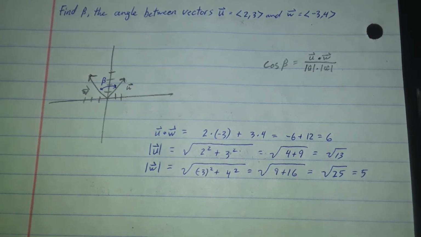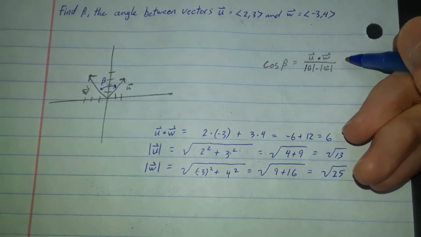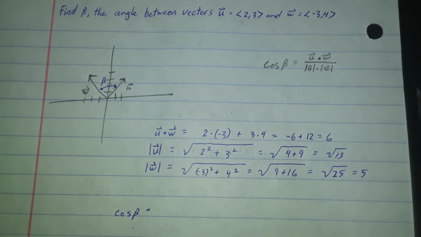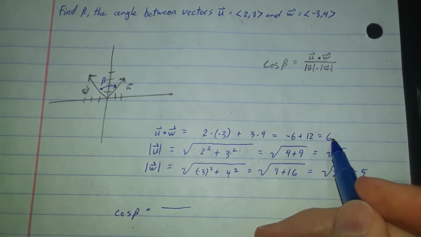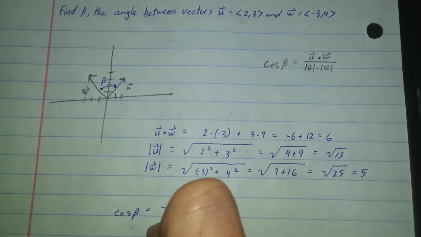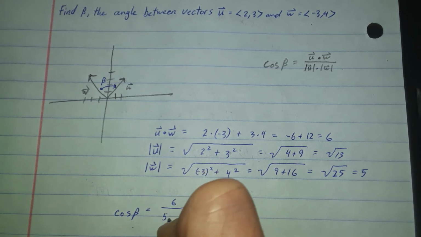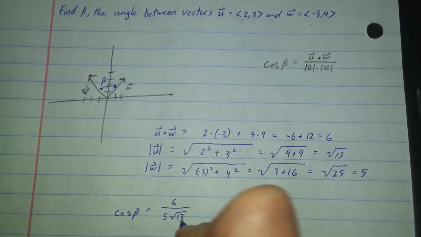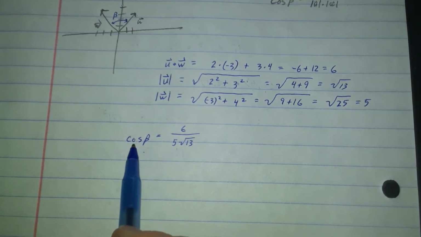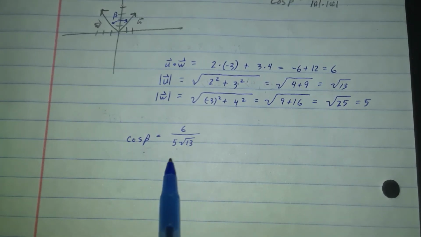So now that I have these calculations done, I'm going to start plugging them in here. So cosine of beta, I have in my numerator the value 6, that's the dot product of the two vectors, and then in the denominator I need to multiply the square root of 13 and the integer 5. This is a product here. So now that I have this value, I need to take the inverse cosine of both sides.